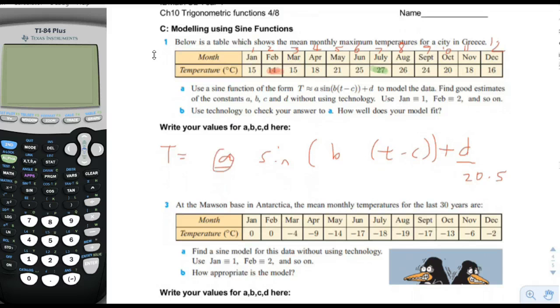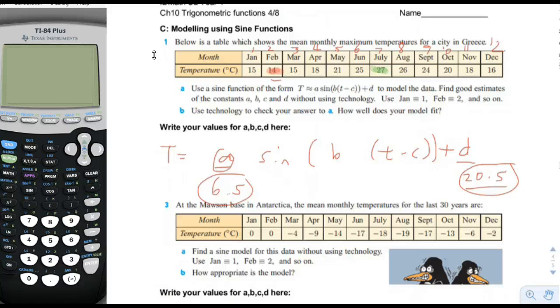Now to find the amplitude, we find the difference of 27 with 20.5. The other way we could do it is we could subtract 27 minus 14, and we get 13, and we divide that by 2, 6.5. So the amplitude is actually 6.5. The other way we could get 6.5 is we could take 27 minus 20.5, that gives us 6.5, or we do 20.5 minus 14, and that also gives us 6.5. So you can see that the amplitude is equal to half the difference between the max and the min.